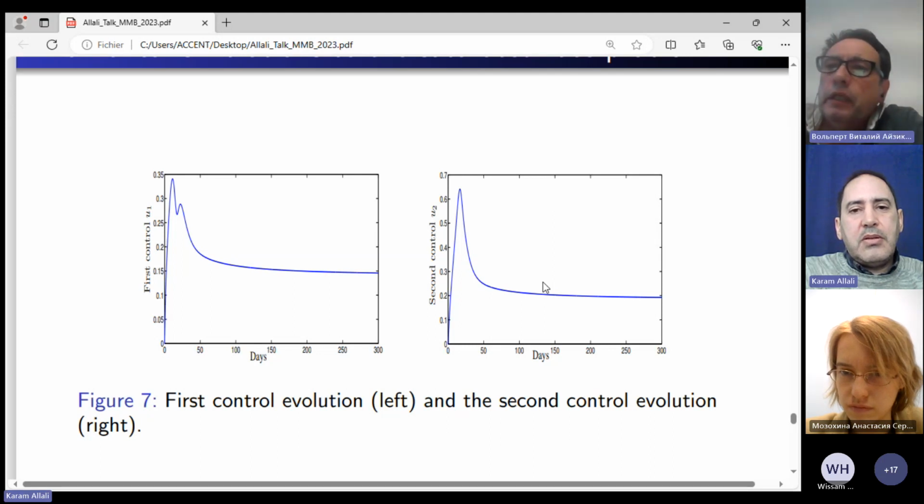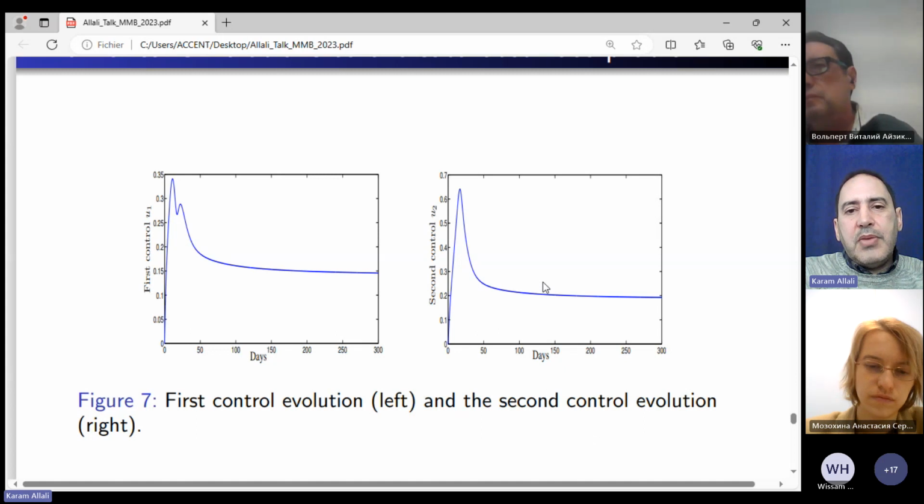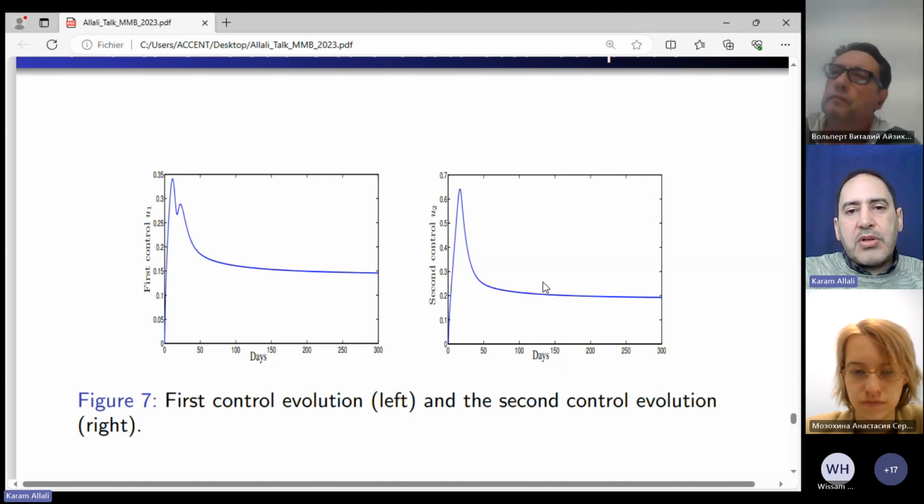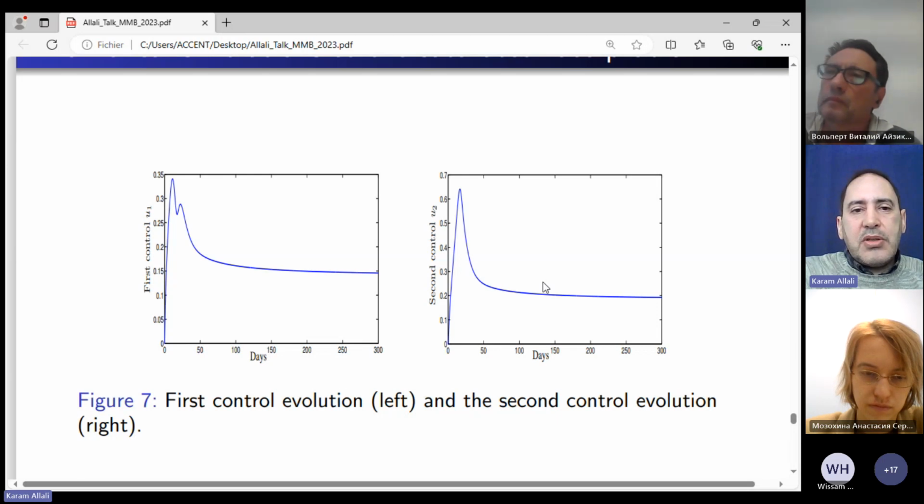Yes, please. I didn't test this, but in our works with control, we have started by 0. This is a good question. What would happen if we didn't start the control by 0, but by another value?